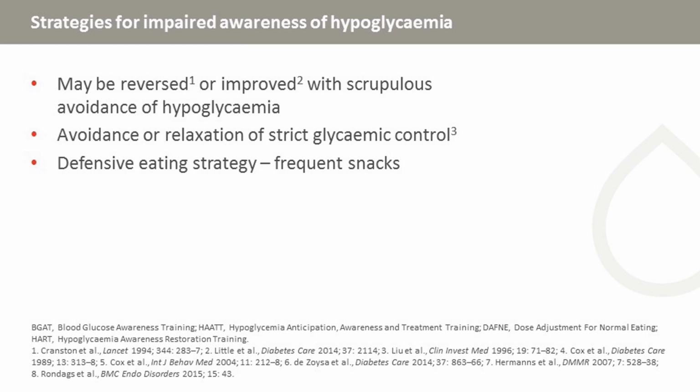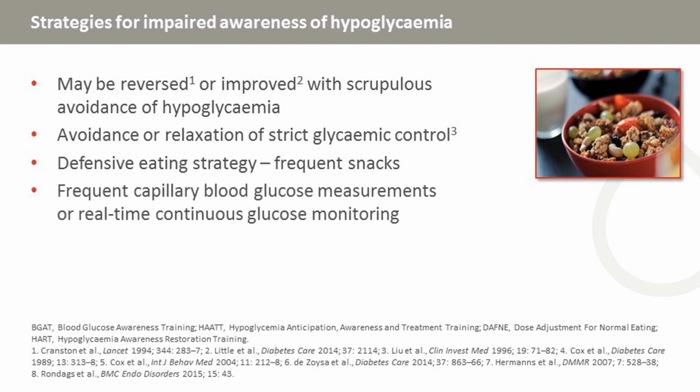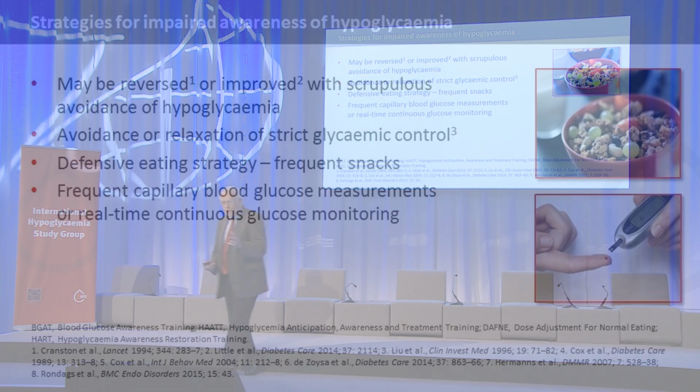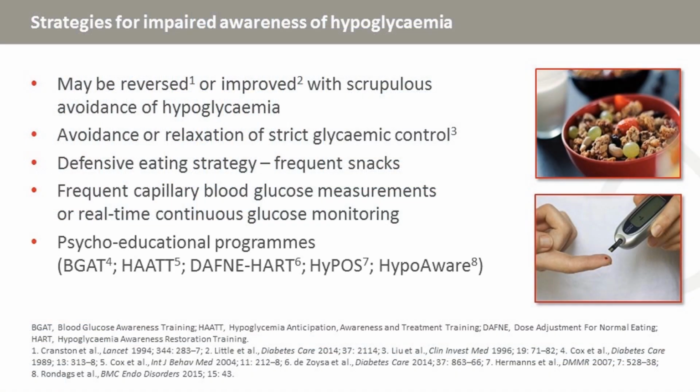But a lot of people use defensive eating strategies. They eat frequent snacks, they graze through the day, and that prevents them going low. And they do lots of testing, lots of monitoring. The few patients I've had who have successfully avoided any severe hypoglycemia, yet have severe impaired awareness, use these two strategies. They eat lots of small snacks, and they do lots of blood testing. And then there are various psychoeducational programs, many of which are beneficial, but they're quite labor-intensive and they really need input from a psychologist.